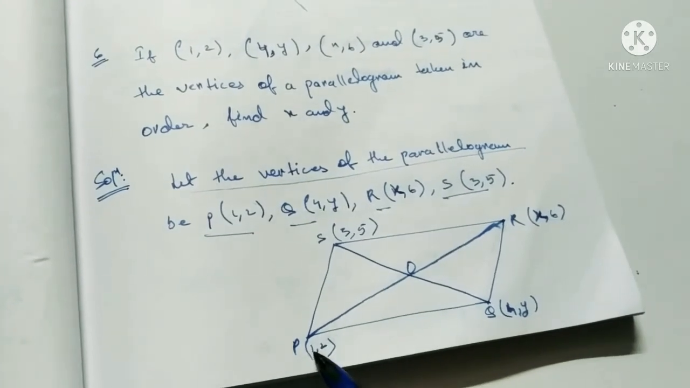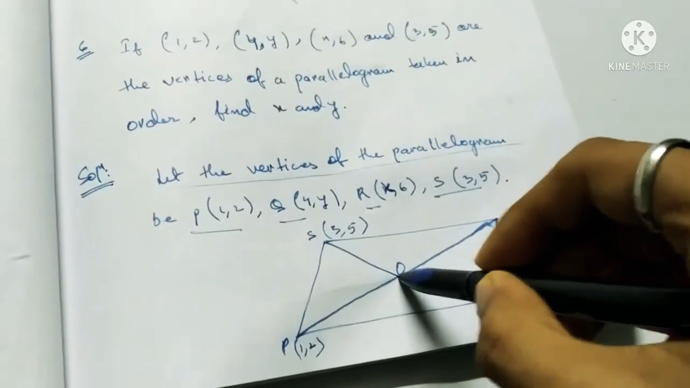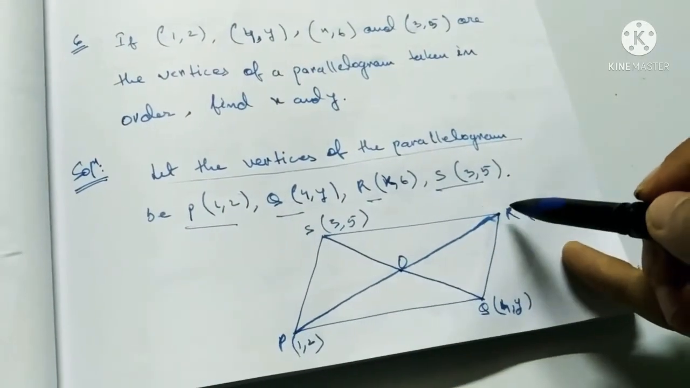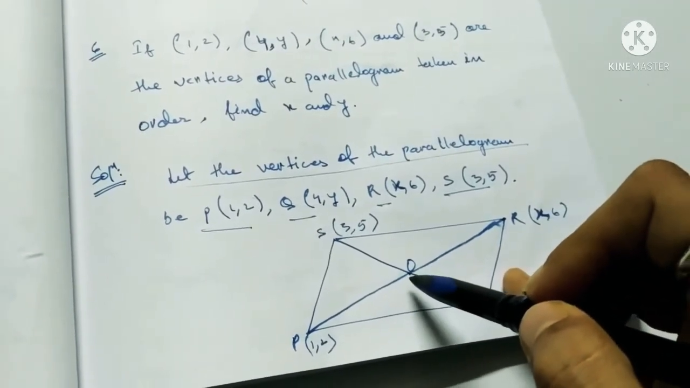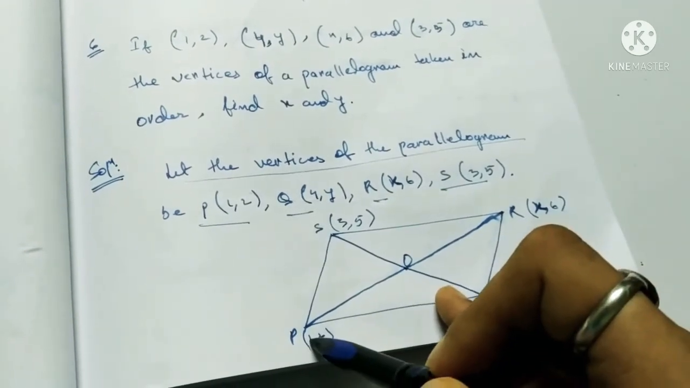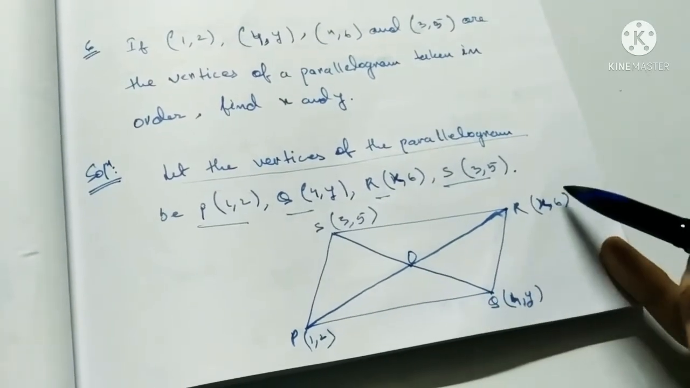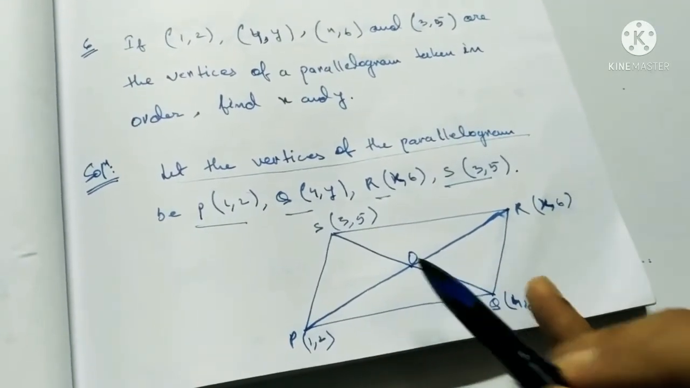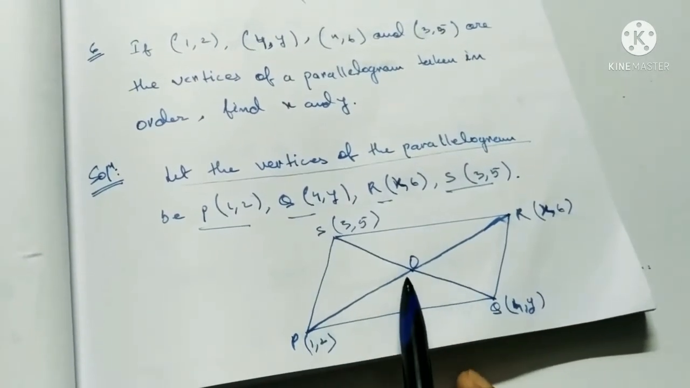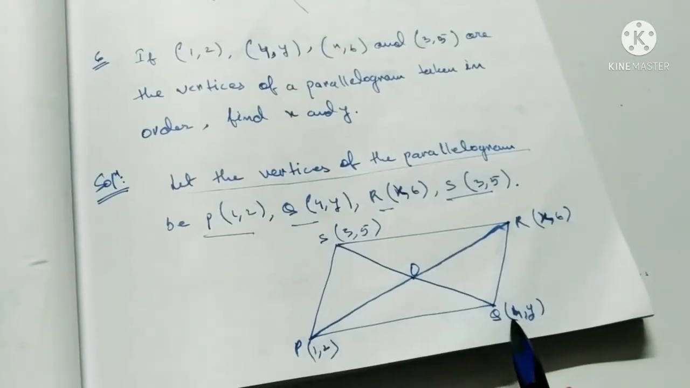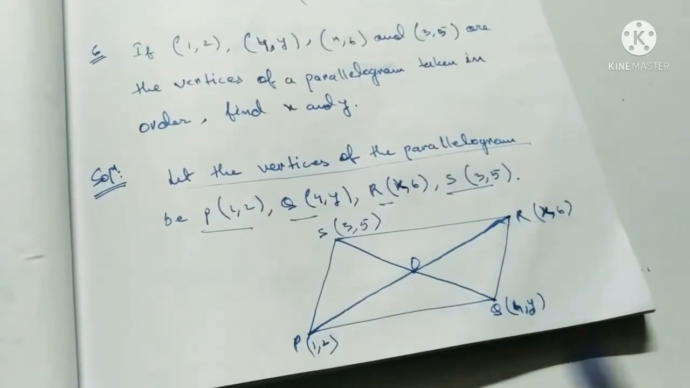Yes, x1 plus x2 by 2. Okay, O is the midpoint. Yes or no? O is the midpoint. O is dividing this line PR in the ratio 1:1. O is the midpoint. So therefore the x coordinate of O will be x1 plus x2 by 2 and the y coordinate will be y1 plus y2 by 2. And similarly the x coordinate for this line again I can take, this plus this, that is 3 plus 4 by 2 and 5 plus y by 2.